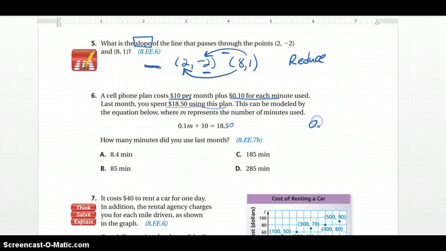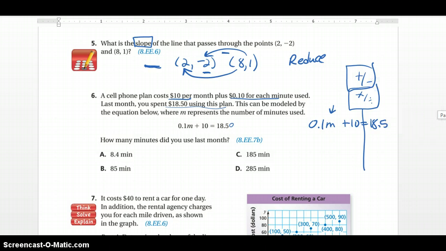Well, this is your basic equation. 0.1 m plus 10 equals 18.50. You just need to solve for m. So you would draw your line and do that equation that you've been doing since Unit 1. Do the opposite of adding and subtracting first, and then do the opposite of multiplying and dividing second. And that will get you your answer.